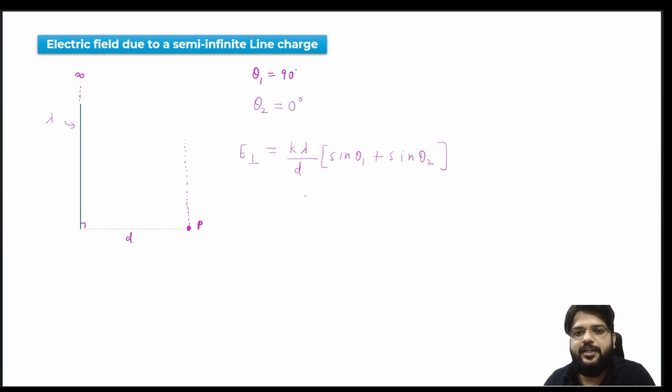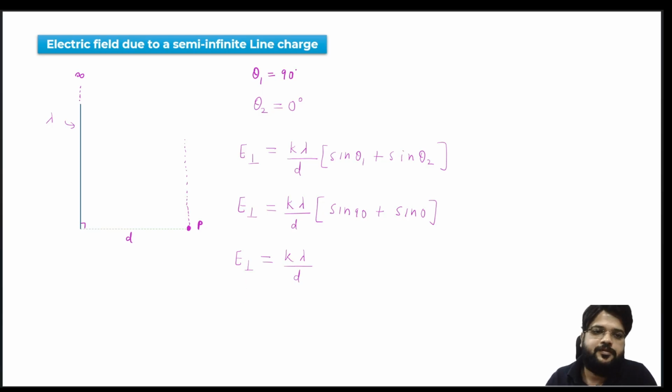So theta 1 is 90 degree, theta 2 is 0 degree, everyone. So E perpendicular equals K lambda by d times sin 90 plus sin 0. And the value of sin 0 is 0, sin 90 is 1. So E perpendicular, finally, we are getting K lambda by d.